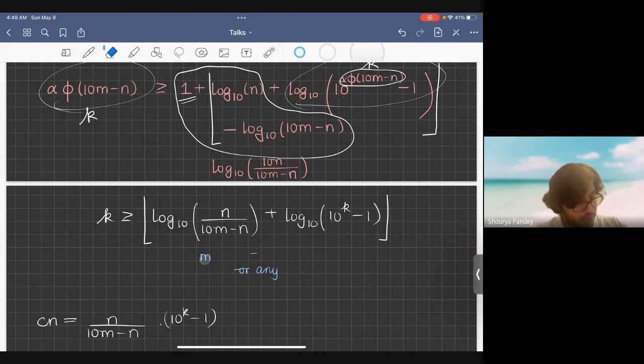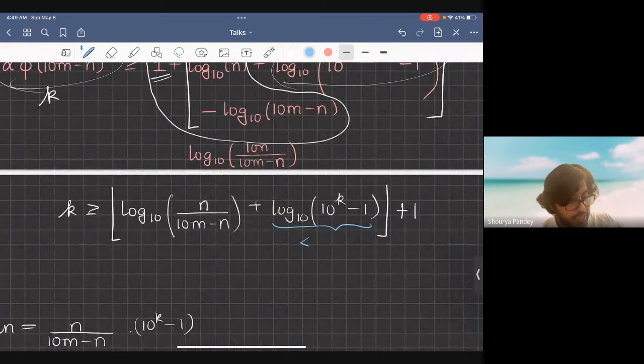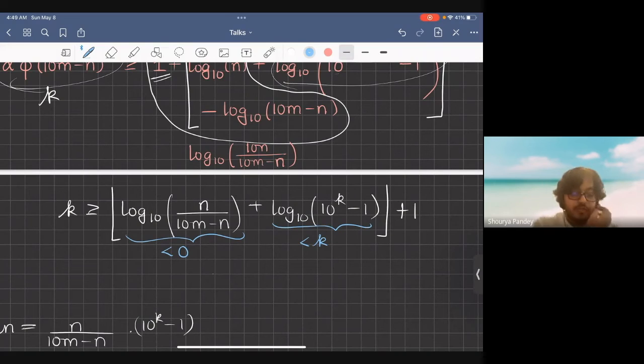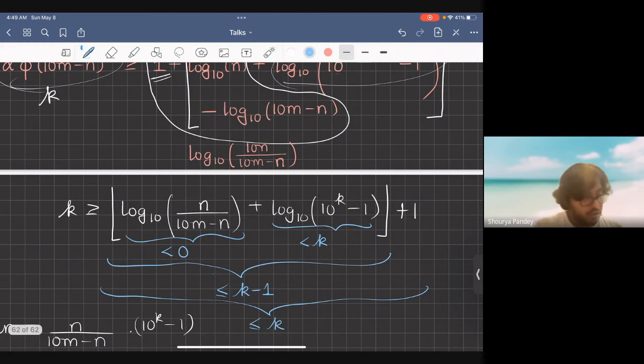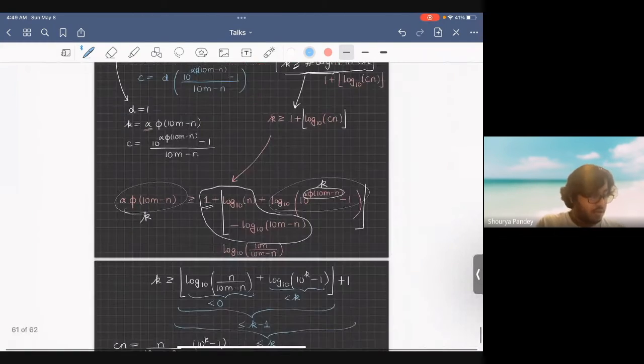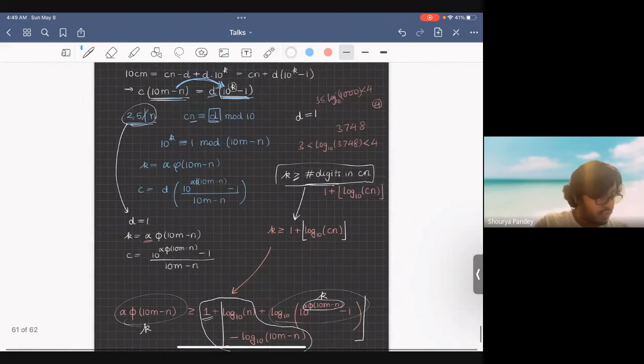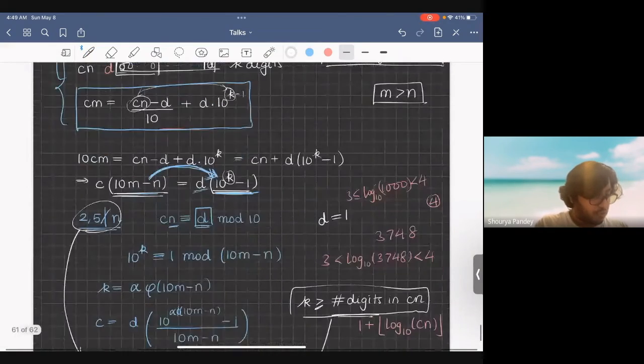So this is plus 1, but notice that this is smaller than k and this is smaller than 0, because n is smaller than 10m minus n, because n is smaller than m. And so this whole thing is smaller than or equal to k minus 1, and so this whole thing is smaller than or equal to k, which is what we wanted, right? Let's just take an example to see how this procedure worked.